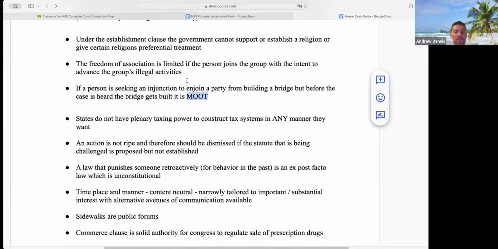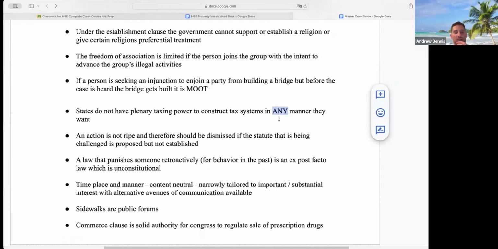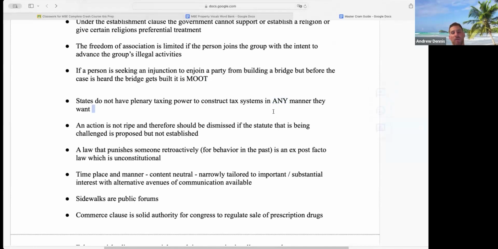States do not have plenary taxing power to construct tax systems in any manner they want, right? Be wary of absolute language, like any manner they want, or they must always do this. I like may over must when I'm in doubt. Some things they must do, some things they may do, but if you're on the fence, may is usually the better answer choice.